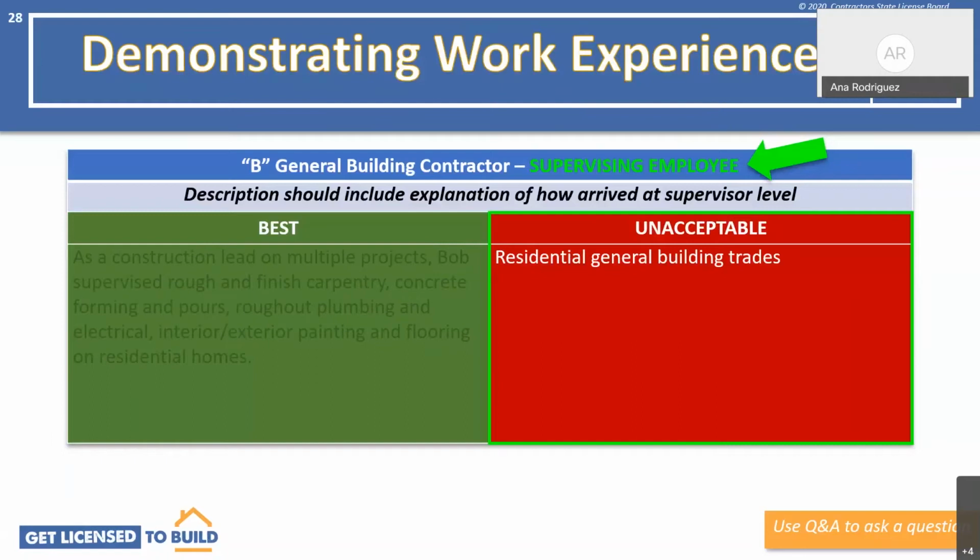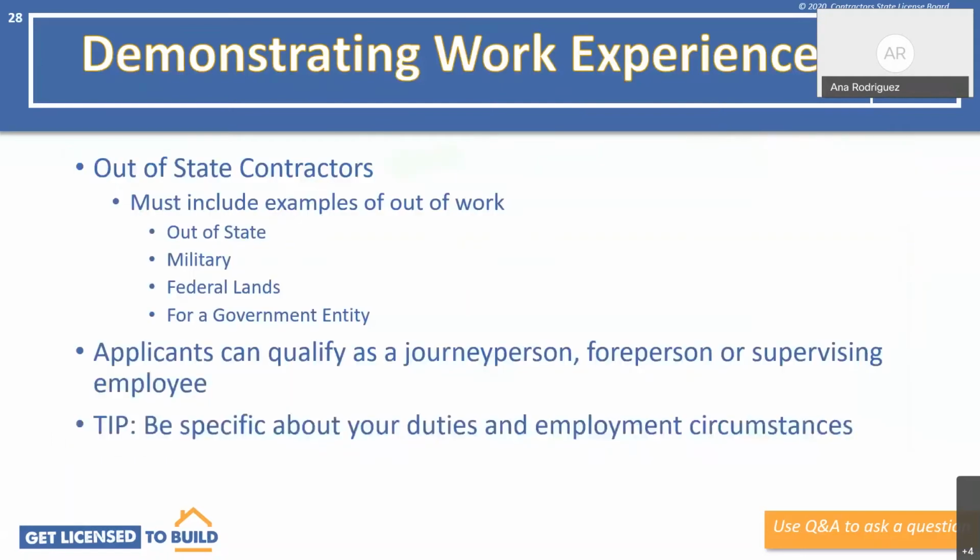Residential general building trades. For out-of-state contractor experience, the description must include examples of work done that were out of state, military, on federal land, or work for a government entity. Applicants can qualify as a journey person, a foreman, or a supervising employee. A tip: be specific about your duties and your employment circumstances.